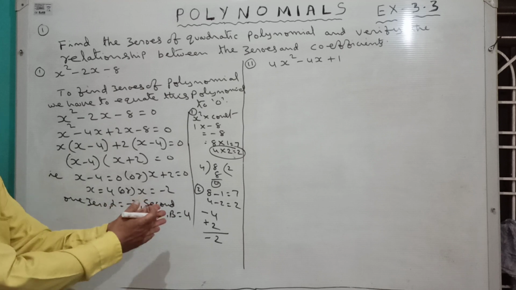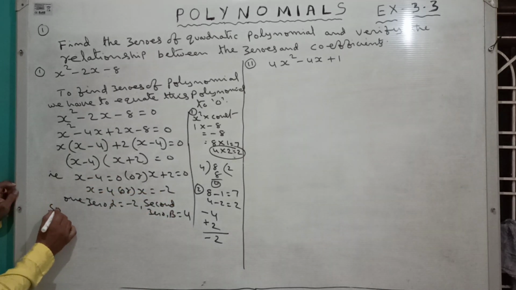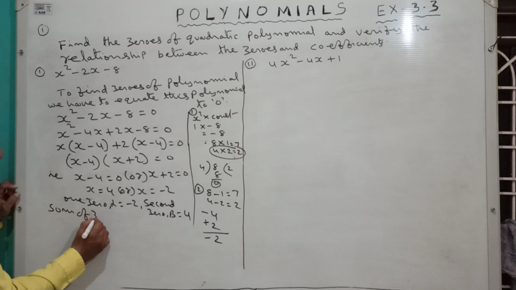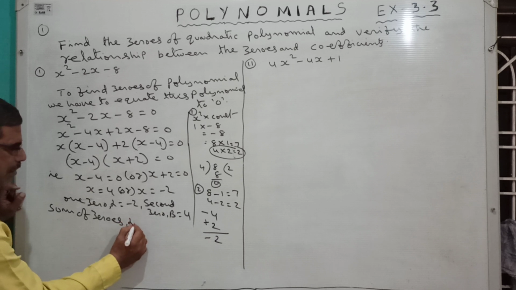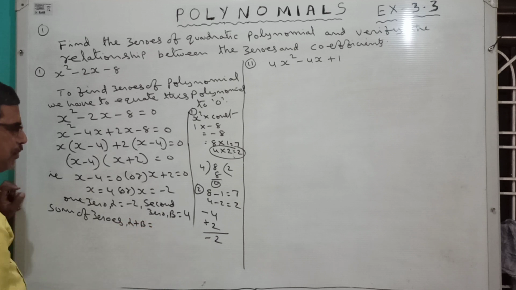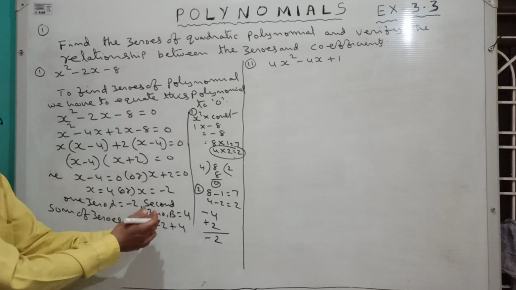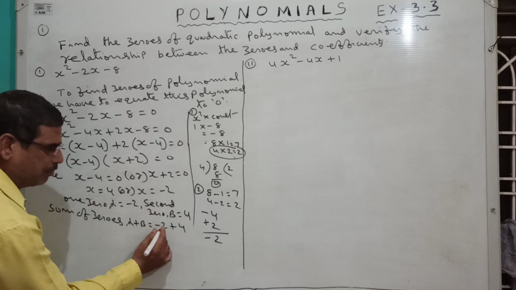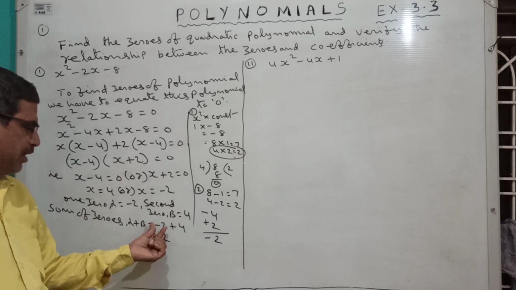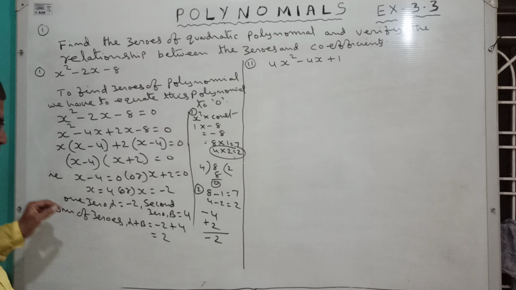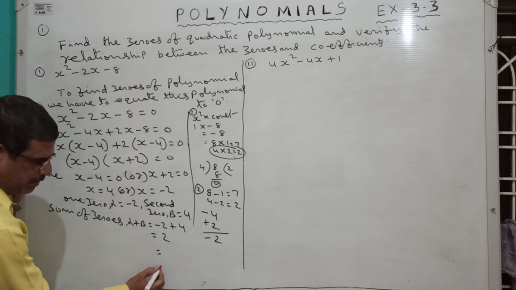So I am adding these zeros. Sum of zeros, alpha plus beta is equal to minus 2 plus 4. I am adding these two. That is equal to minus 2 plus 4, means plus 2. Minus 2 plus 4 means plus 2. So simply leave some place.